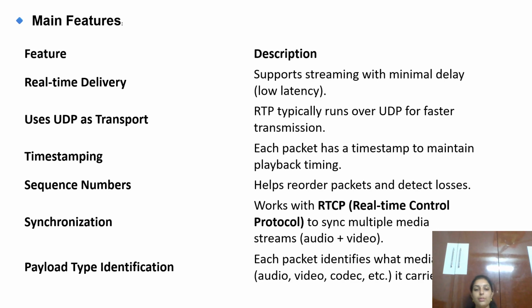Next, the main features. We have real-time delivery, which means it supports streaming with minimal delay. It may not take much delay. Next, it uses UDP as transport. RTP typically runs over UDP for faster transmission. Next are time stamping, sequence numbers, synchronization, and payload type identification. These are the main features of RTP.